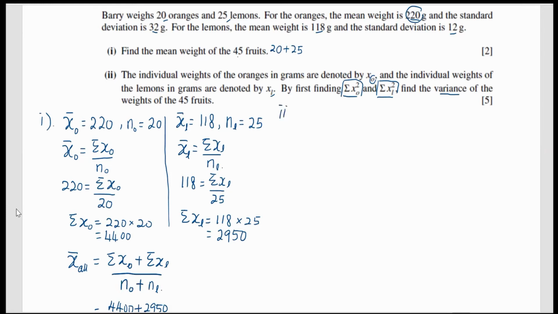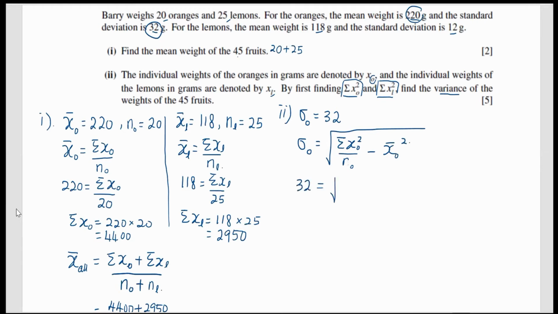Okay, so now we are looking at part 2. Since the standard deviation of the orange is given as 32 grams, right, 32 grams, we have the standard deviation formula. For the orange, we find the square root of sigma x squared of the orange divided by the number of oranges, minus the mean of orange squared. Okay, we have all the values put in, and sigma x squared is what we need to find out.